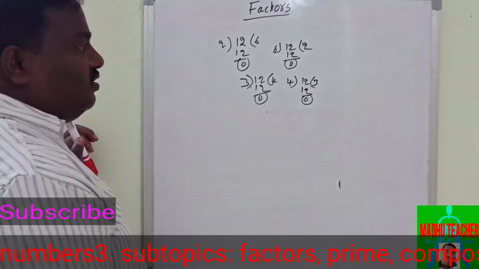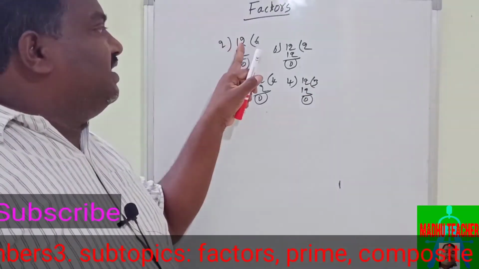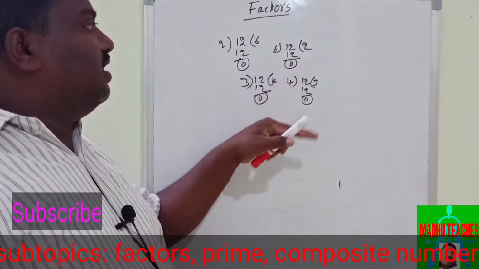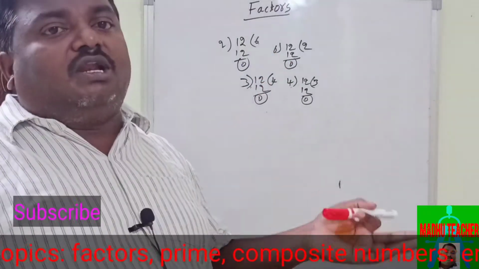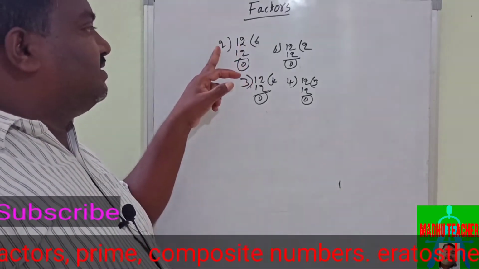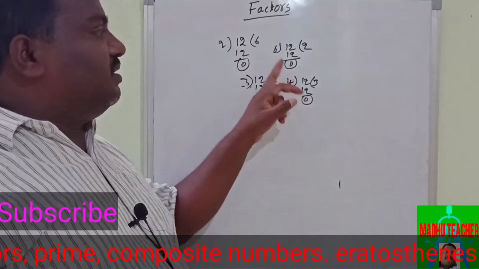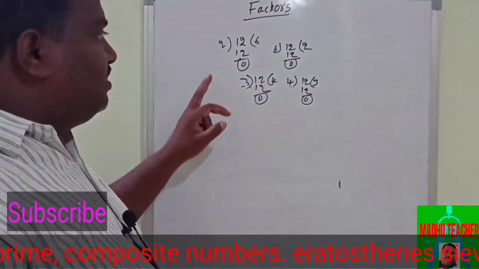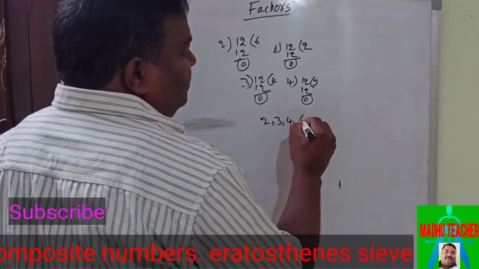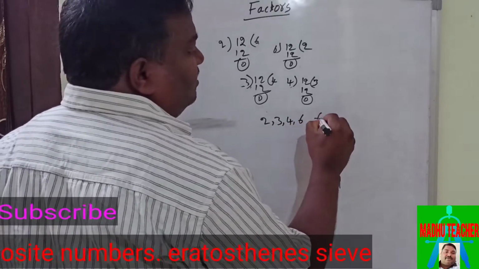Like this, 12 is divided by 2, 3, 4 and 6 and also 12 and 1 itself. This number is divided exactly by these numbers. Then we say that these 2, 3, 4, 6 are factors of 12.